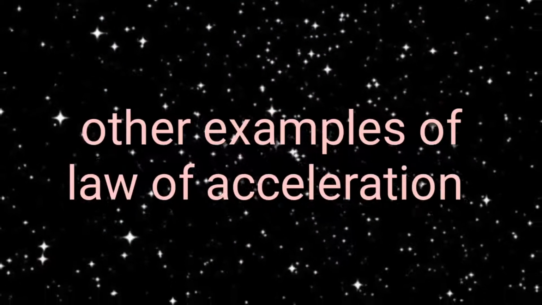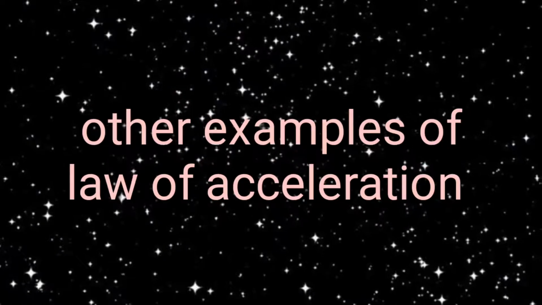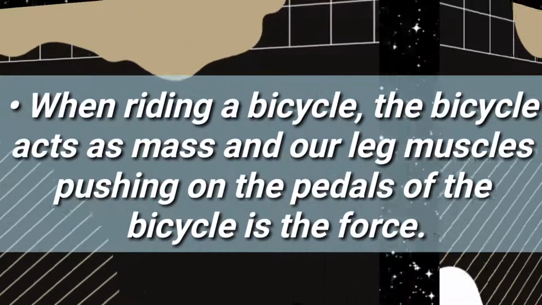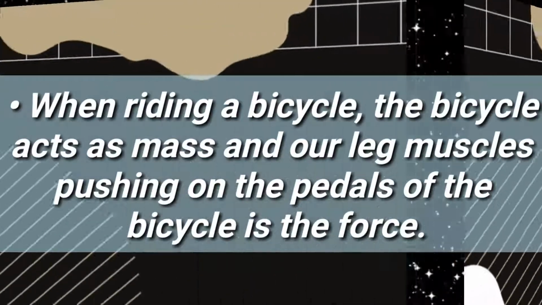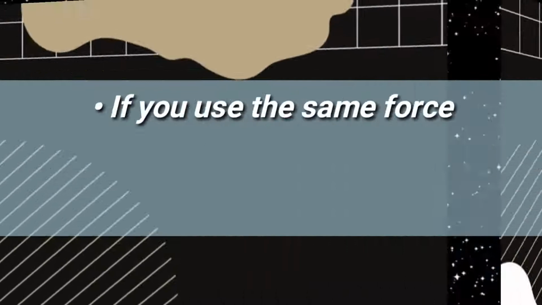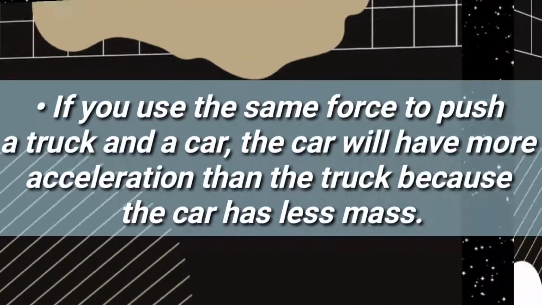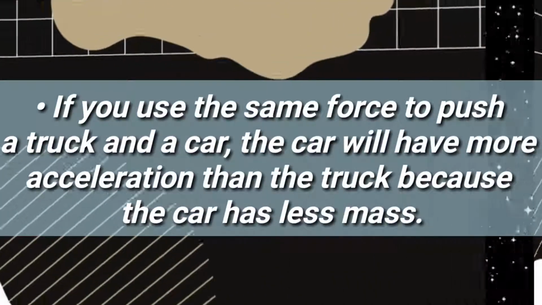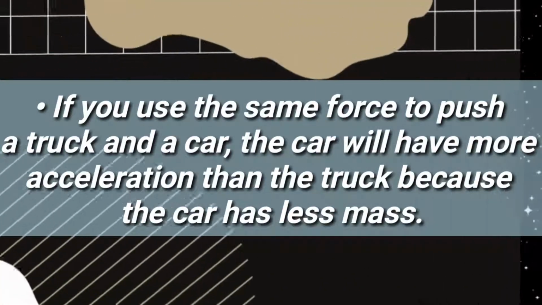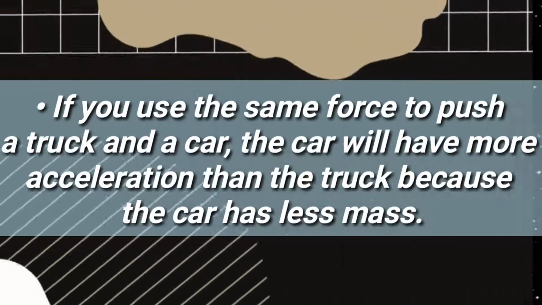Other examples of the law of acceleration: when riding a bicycle, the bicycle acts as a mass and our leg muscles pushing on the pedals of the bicycle are the force. And if you use the same force to push a truck and a car, the car will have more acceleration than the truck because the car has less mass.